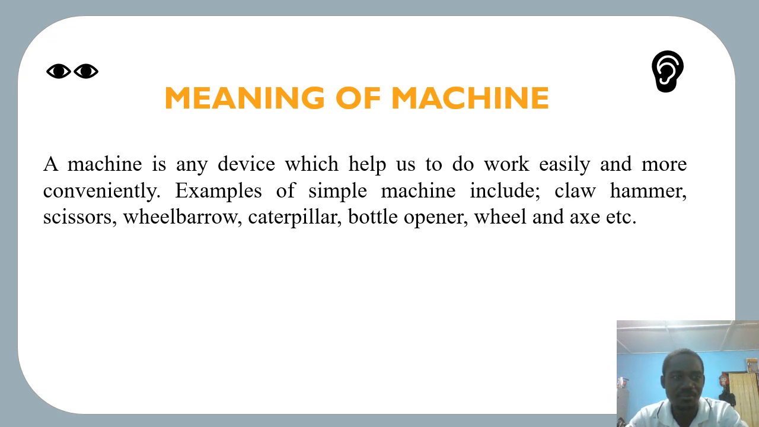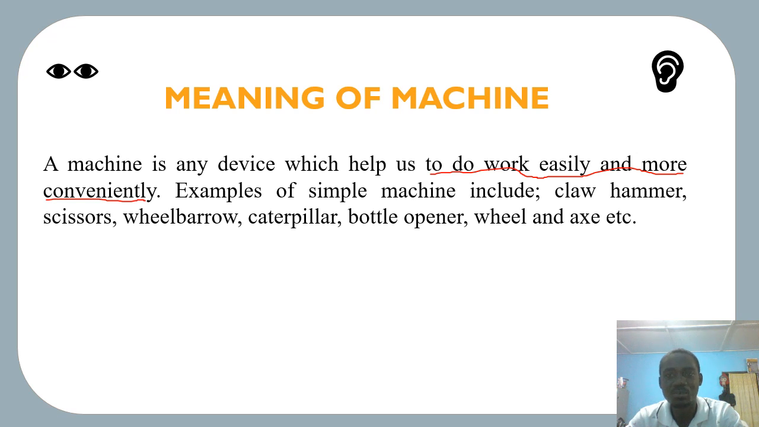What is machine? As we are all familiar with, machine is any device which helps us to do work. The emphasis is here, to do work more easily and more conveniently. So any device that will help us to do more work easily and conveniently is described as machine. An example, we are talking about simple machine, not a complex machine like the car engine and robot and other things. We are talking about a simple one that can help us to do work easily.